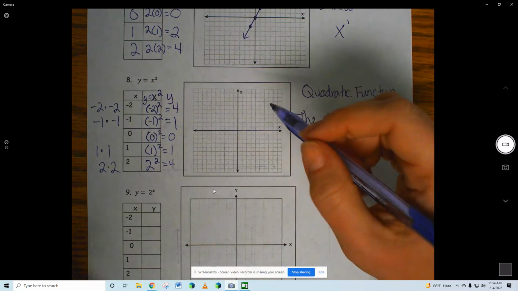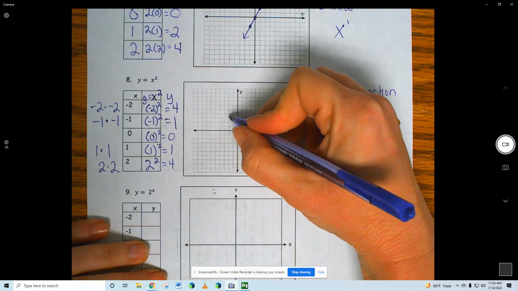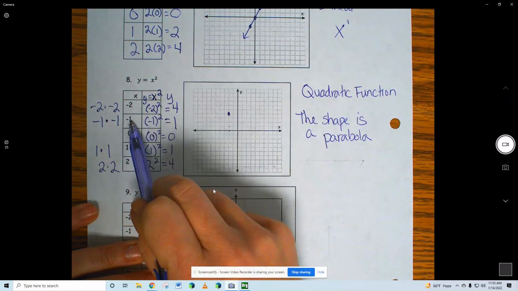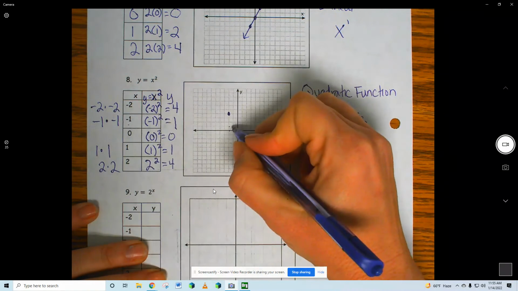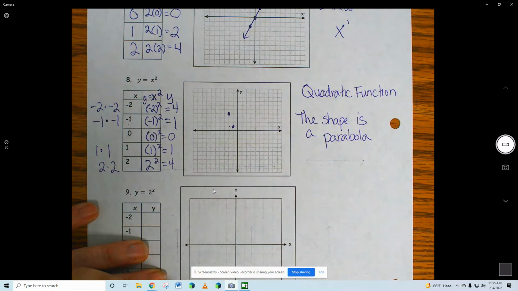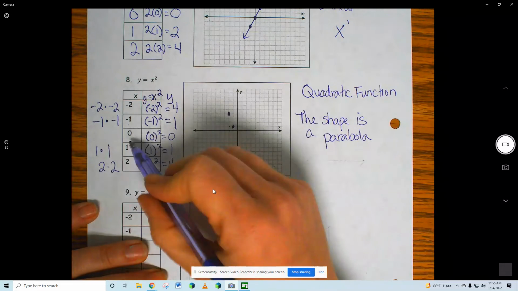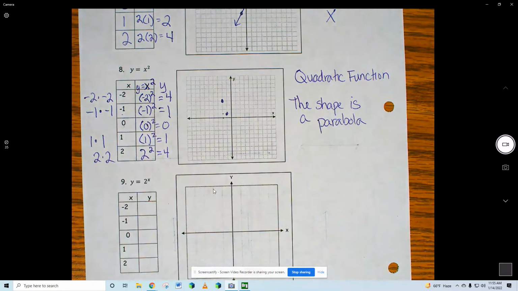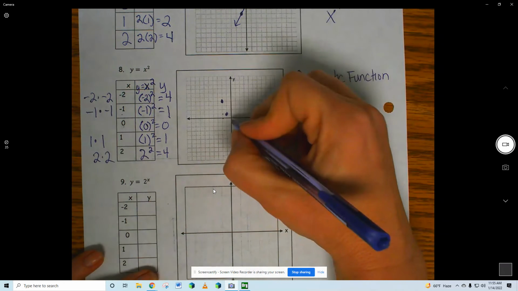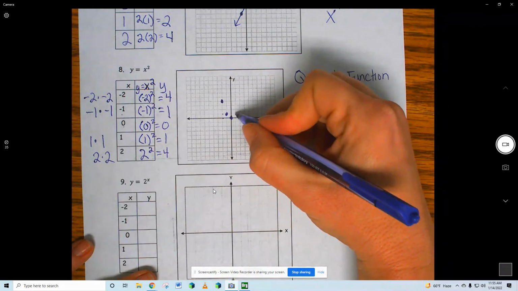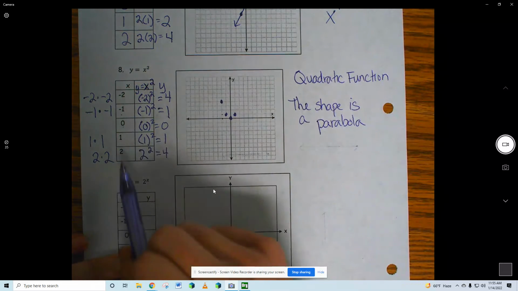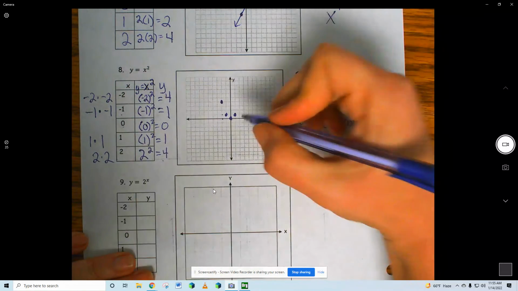Okay. -2 comma 4. -1 comma +1. Left 1, up 1. Zero, 0. X comma y. 0, 0. Plot that point. One comma 1. Over 1, up 1. 2 comma 4. Over 2, up 4.